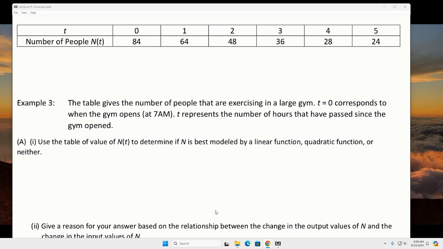T equals 0 corresponds to when the gym opens at 7 a.m. T corresponds to the number of hours that have passed since the gym opened. And this table gives the number of people during those hours. All right, so A1, we're going to use the table of values to determine if N is best modeled by linear, quadratic, or neither. So how do we do that?